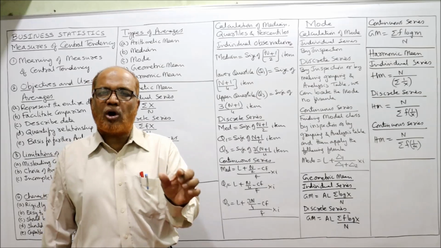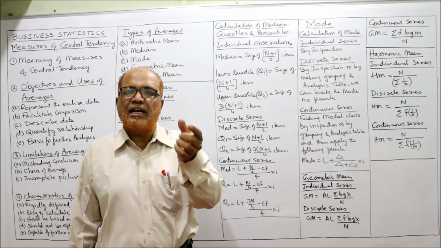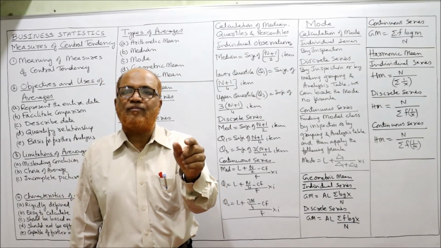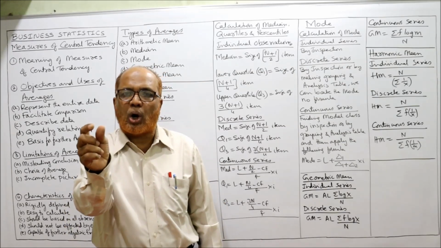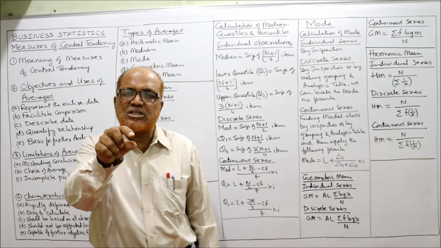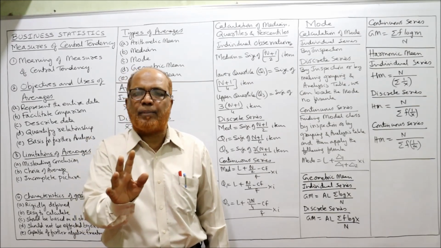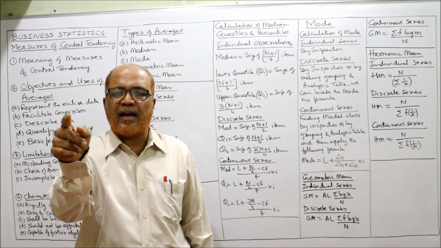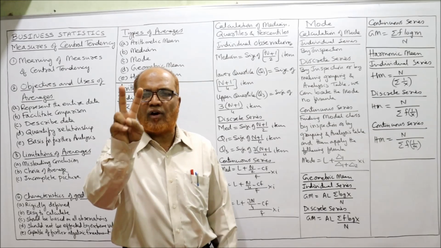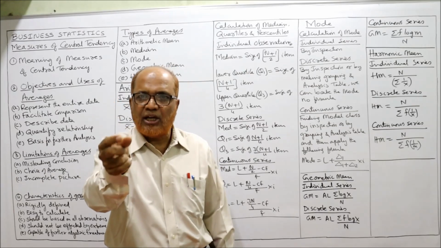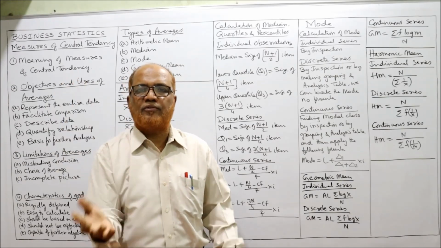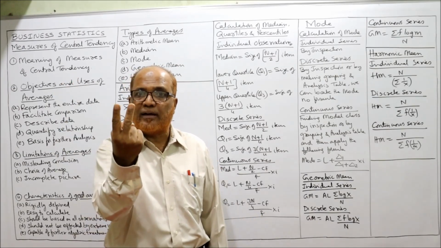Now geometric mean. The definition or meaning of geometric mean is the nth root of the product of n items. Example, we have two items A and B. Only two items. We want to find out the geometric mean of two items. So multiply A into B under root. Finish. Geometric mean, only two items.